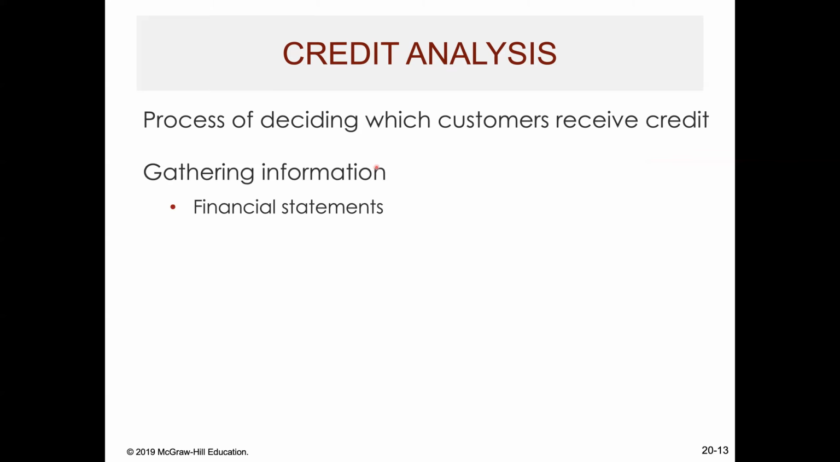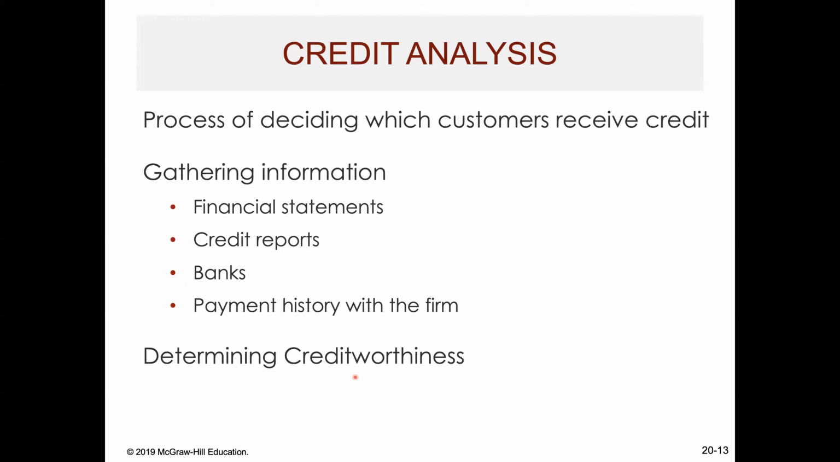So in order to do this, we have to gather information about the customer. We need to gather financial statements, credit reports. This tells us whether or not they've been paying their other vendors, banks, and any payment history they already have with our firm. So this is all the information we're going to gather so that we can try and make an informed decision about whether or not to extend credit to this customer.